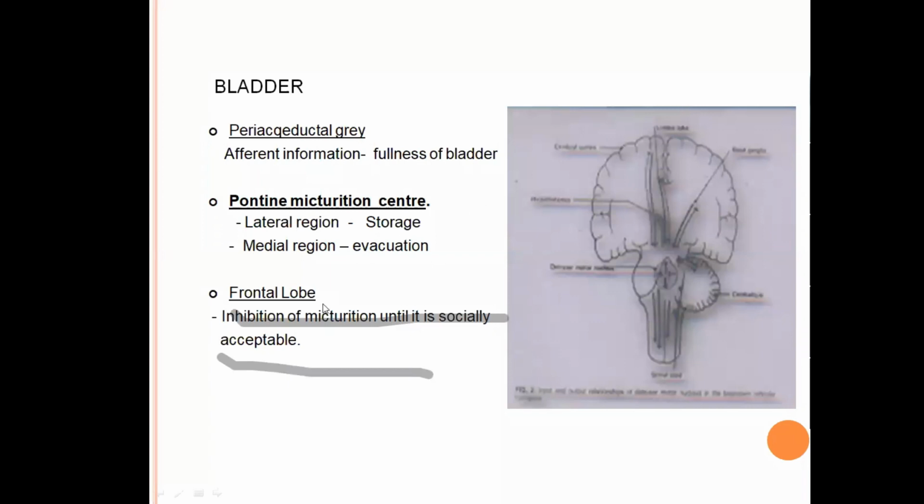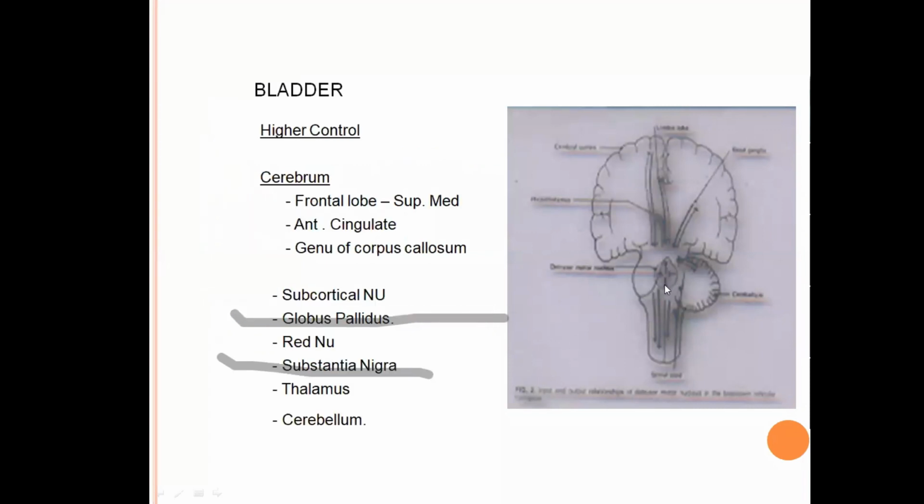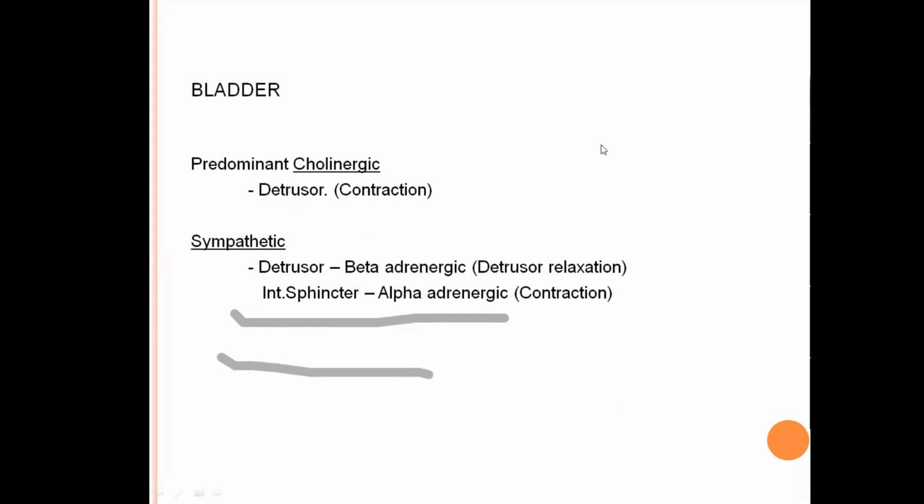So from the frontal lobe, the tract goes down to the pontine micturition center. This is the voluntary part of it. So this being the main center for the bladder, mainly controlled by the frontal lobe for voluntary micturition, almost every other structure on the way to the pontine micturition center has something or other to say about it. Predominantly, as I said, it is a cholinergic one. The detrusor contraction.